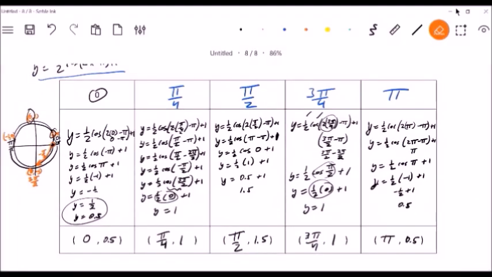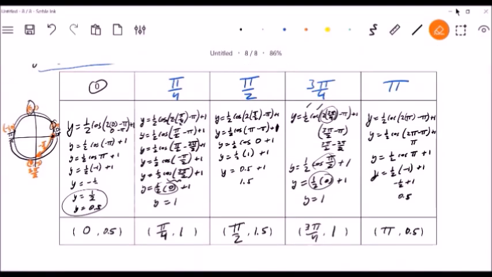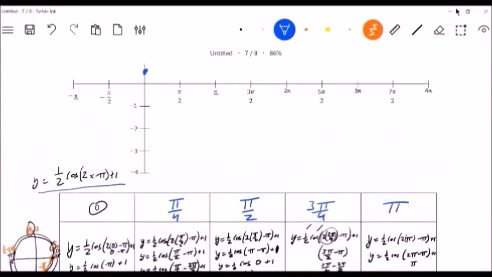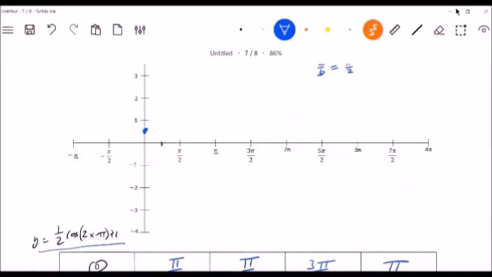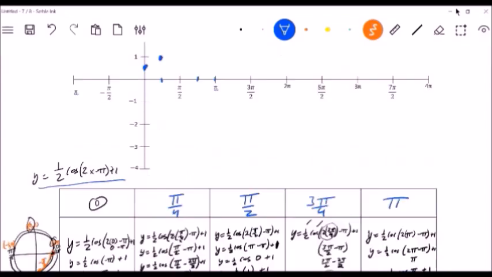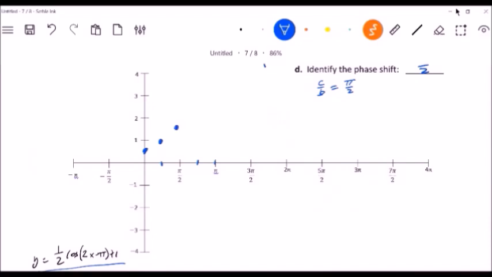And now let's graph these up here, 0 and 0.5. And next is pi over 4, which is here. So at pi over 4, we've gone up to 1. At pi over 2, we've gone to 1.5. So we go up a little higher. At 3 pi over 4, we're back down to 1. And then at pi, we're at 1/2.